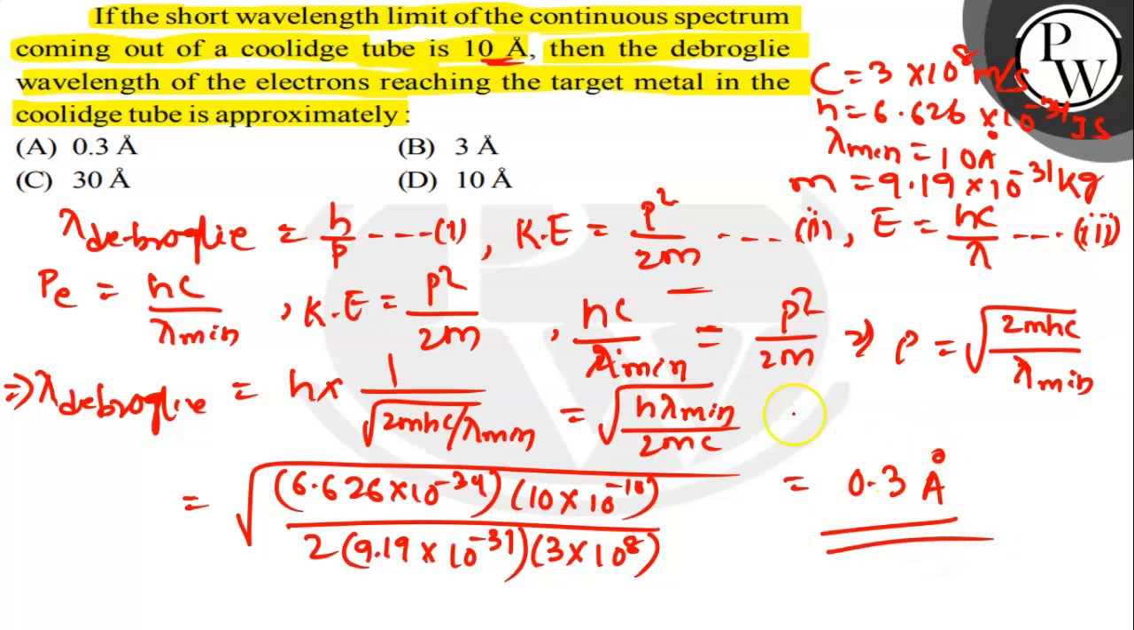So the de Broglie wavelength of the electrons reaching the target metal in the Coolidge tube is approximately 0.3 Angstrom. Option A is the correct answer.